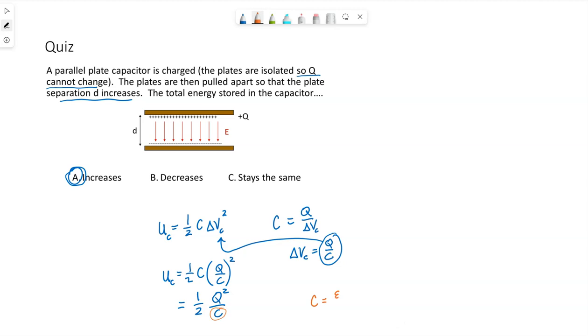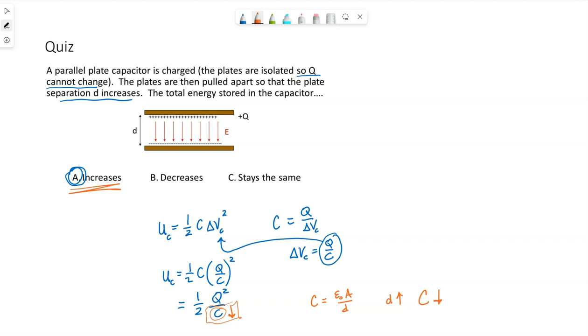C is epsilon naught A over D. If D increases, then C decreases, since D is in the denominator. So our capacitance is decreasing. That is in the denominator now when we've written the energy in terms of charge and capacitance. So if C goes down, energy goes up.